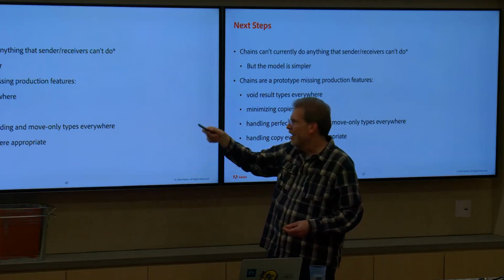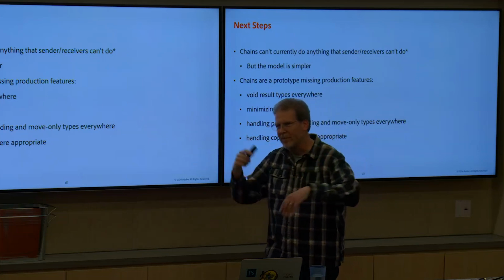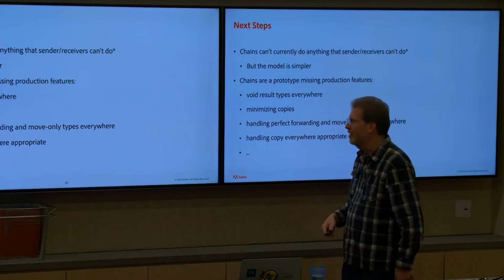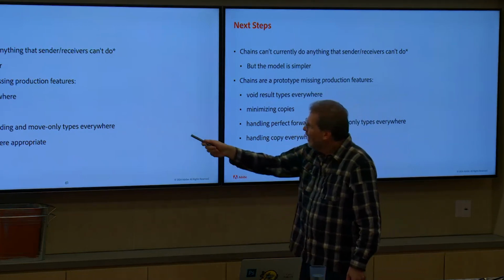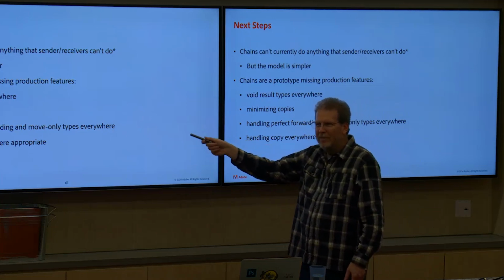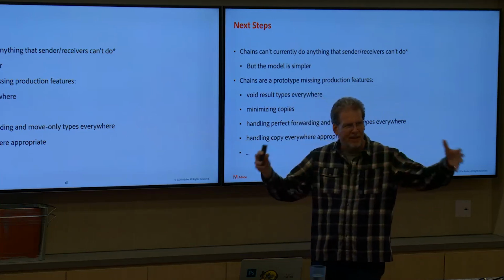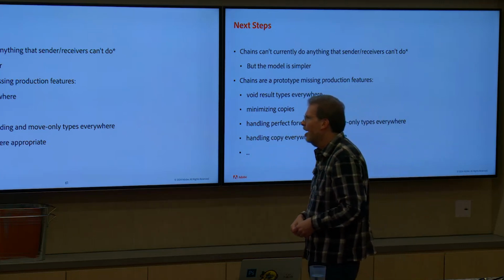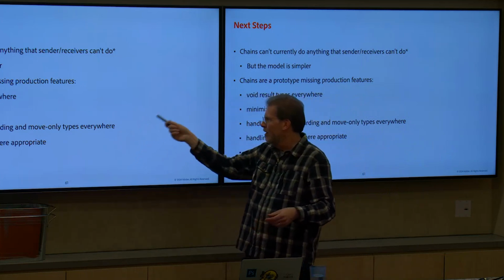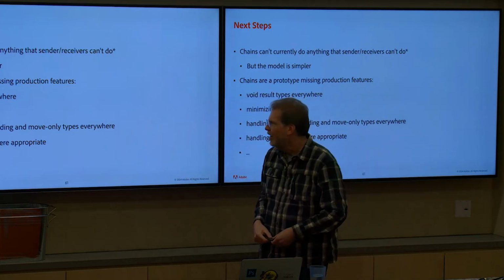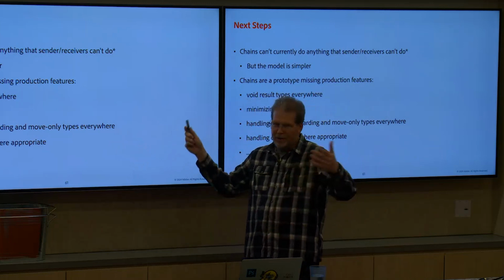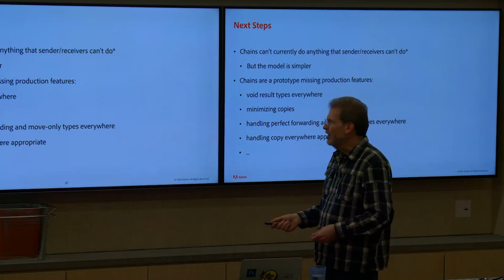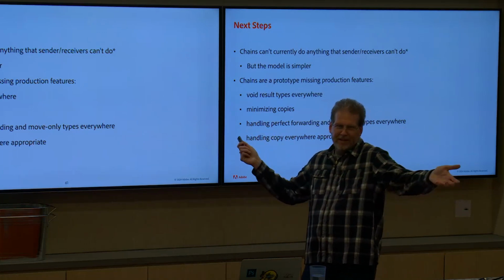It's missing production features. I haven't pulled through what if one of these functions has a void type, and how do you carry that through the system? And big argument for regular void there, because dealing with void in templates is just a pain in the rear. I haven't worked through all the places where I could minimize copies, right? I'm building these structures dynamically, and I'm not really paying attention to how many intermediate copies of the structures I'm building. I haven't gone through and made sure I'm handling perfect forwarding and move-only types everywhere they need to go. I'm not handling copy everywhere where copy is appropriate, which is a similar thing. So there's a lot to do, right? Like I said, it's less than 2 weeks old.